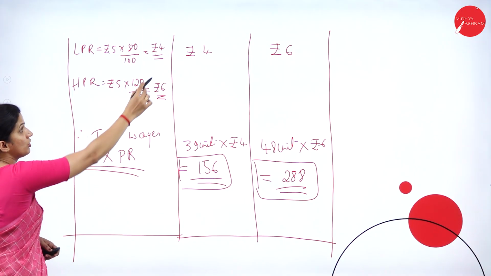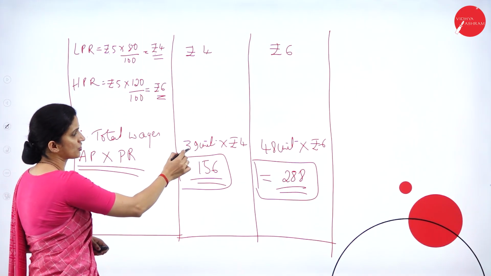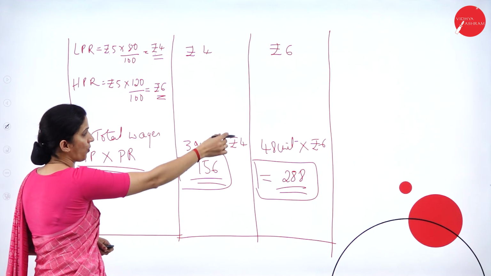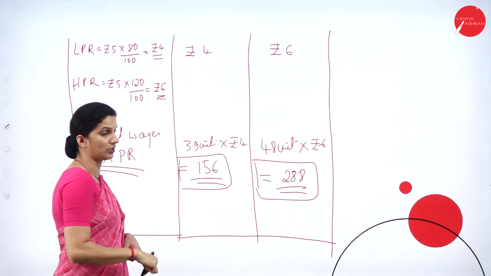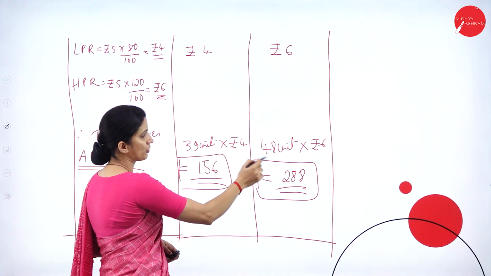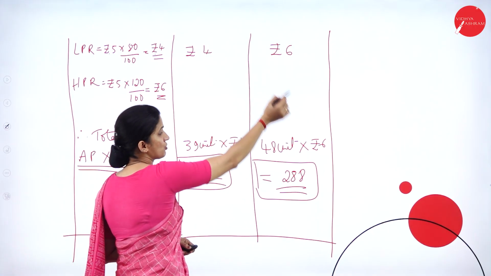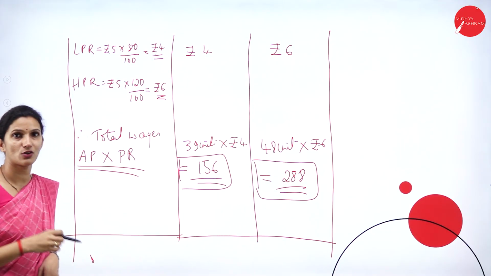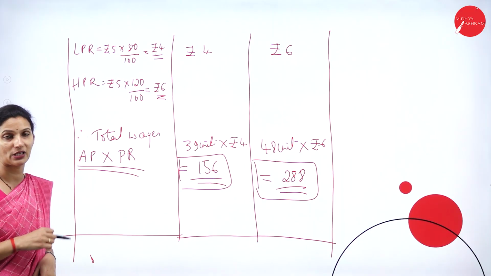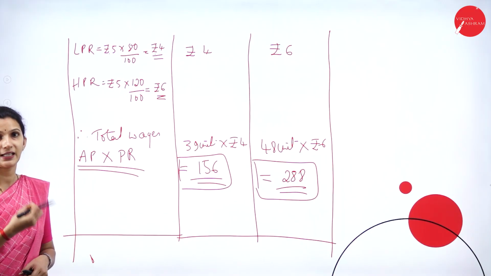Actual production into piece rate. So his actual production is 39 units, into 4, you will get the total earnings. Then Govinda's actual production is 48 units, into 6, you will get the total earnings of Govinda. So this is how we need to calculate the piece rate under Taylor's plan.